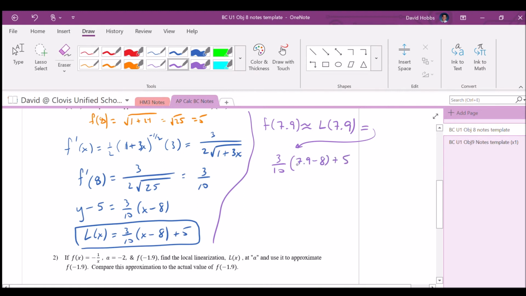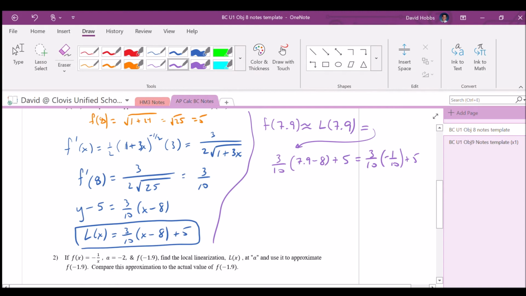Now, normally I don't show that step right there. Normally I go immediately, because what is 7.9 minus 8? It's -0.1, but fractions, because when we're doing this kind of stuff, a lot of times you find yourself without any technology, without a calculator. So it's -1/10. And so really I would be doing 3/10 times -1/10 plus 5.